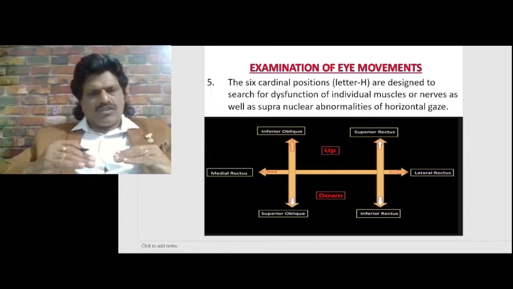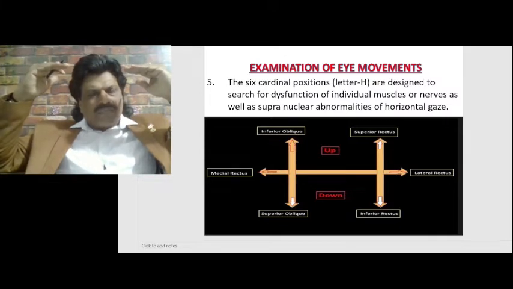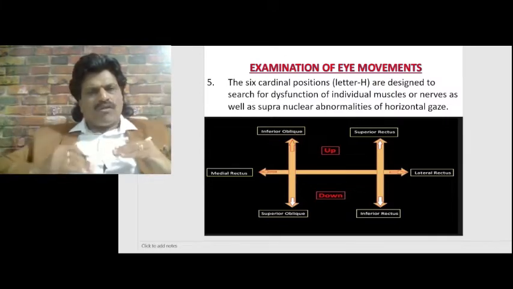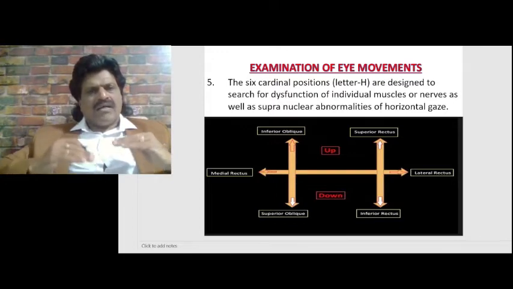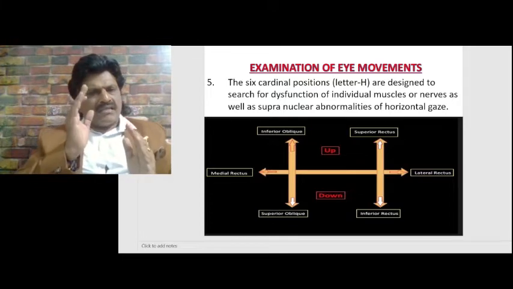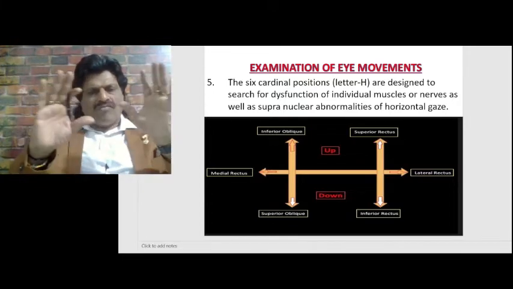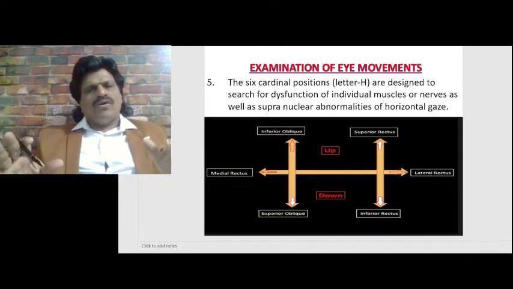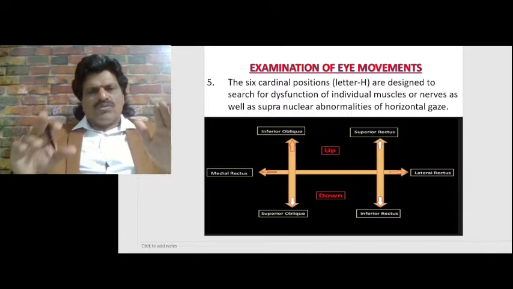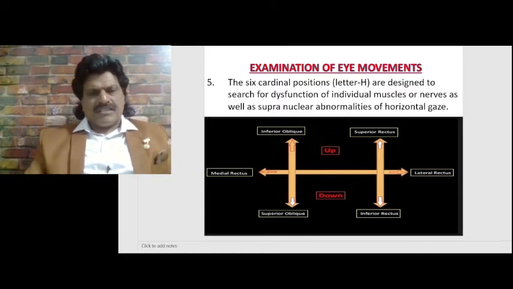The muscles which move the eye upwards are inferior oblique and superior rectus. The muscles which move the eye downwards are superior oblique and inferior rectus. The muscle which moves the eye medially is the medial rectus. The muscle which moves the eye laterally is the lateral rectus. So if we have this broad overview of the eye muscle testing, especially using the letter H, examination of eye movements becomes easy.